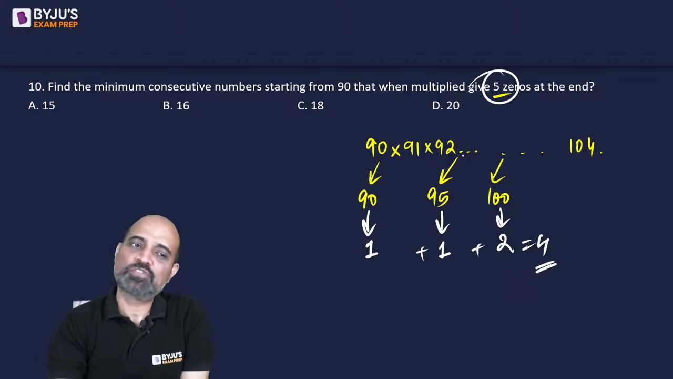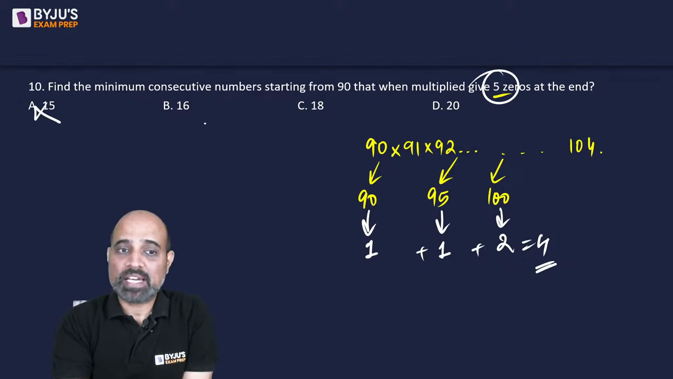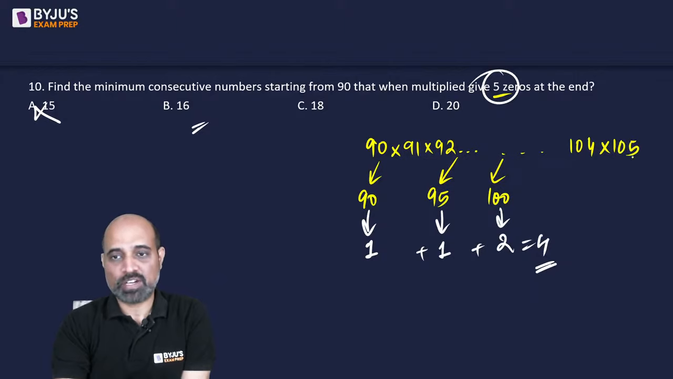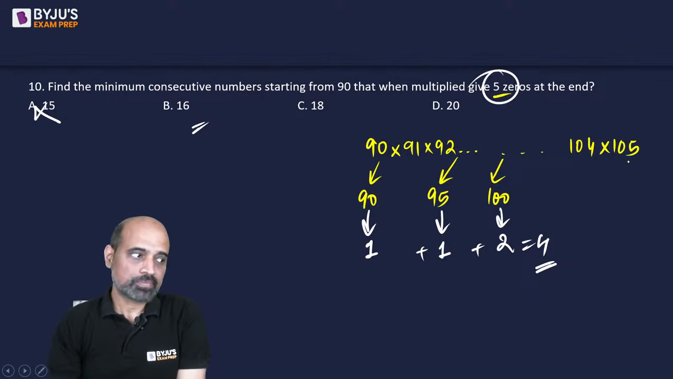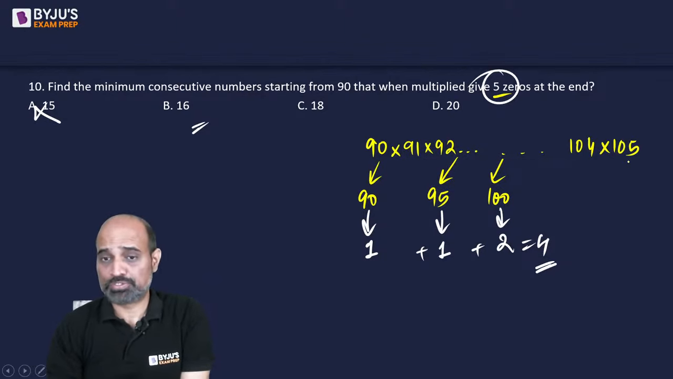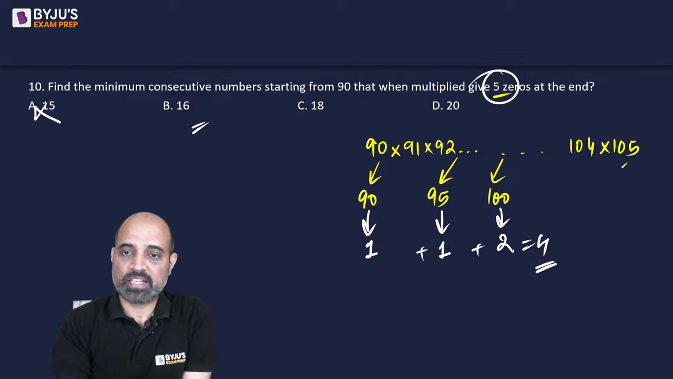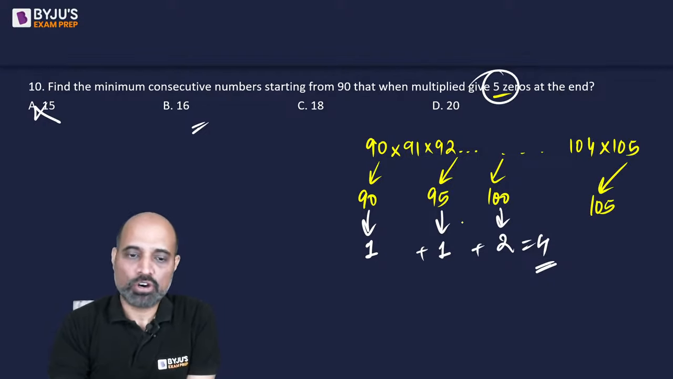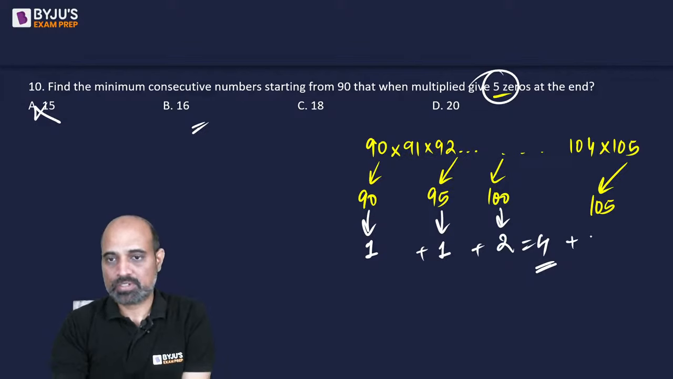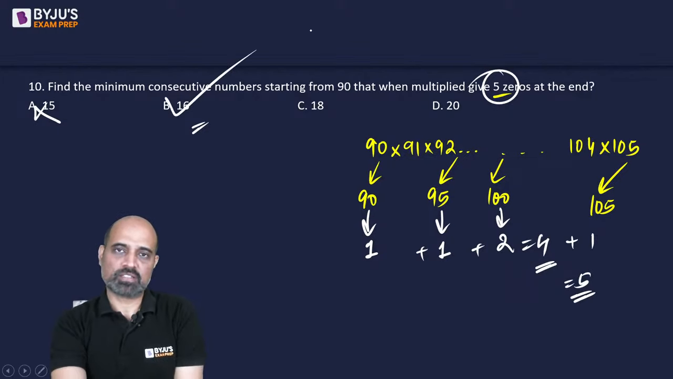Since we need 5 trailing zeros, it won't happen at 15. The moment I say 16, we will need one more number, 105, and 105 has exactly one more 5. So this will result in one more trailing zero. So the total we will have is 5. So 5 will come at 16, right?